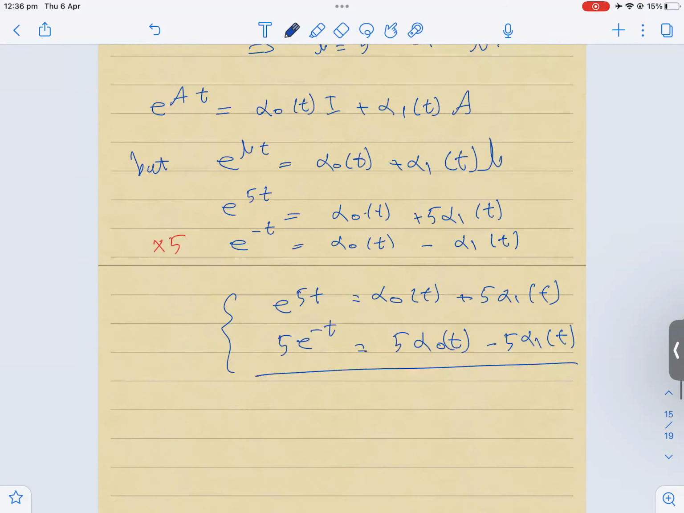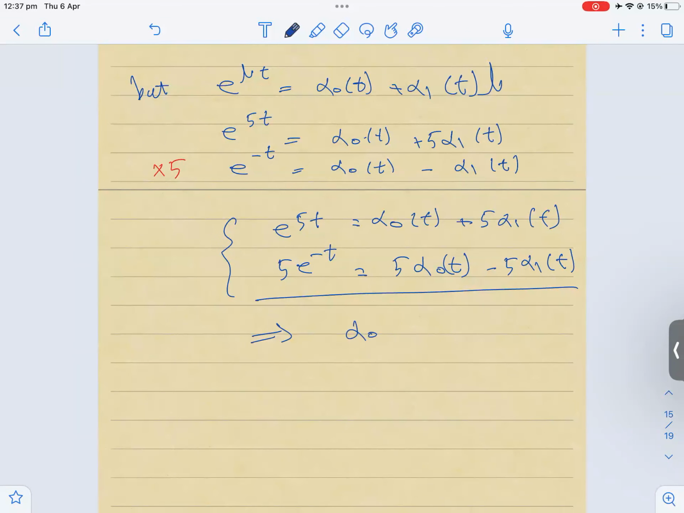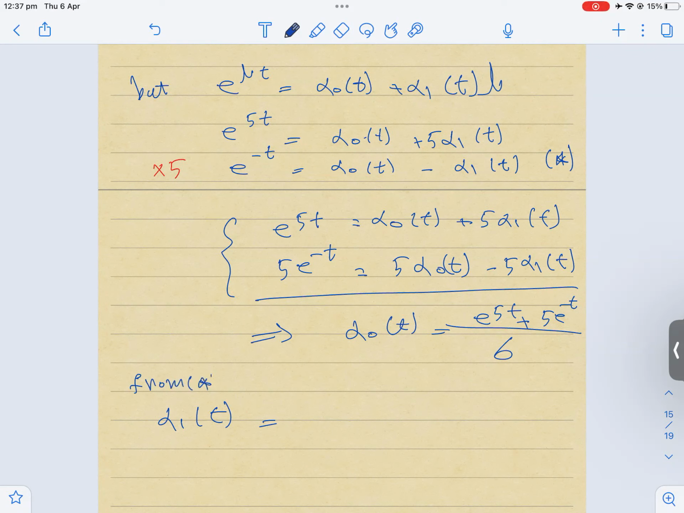So from here, alpha 0 of t will be (e to the 5t plus 5e to the minus t) divided by 6. Alpha 1 of t is equal to, I use this question number, all right, alpha 1 of t is equal to alpha 0 of t minus e to the minus t.